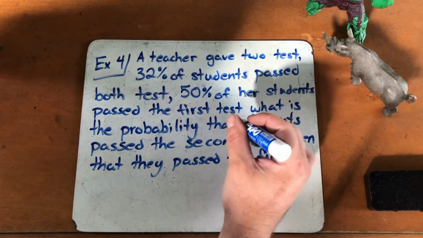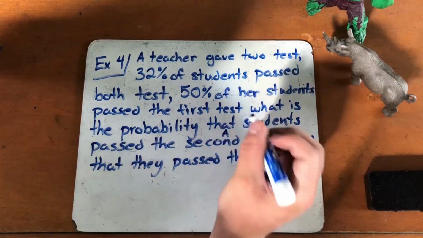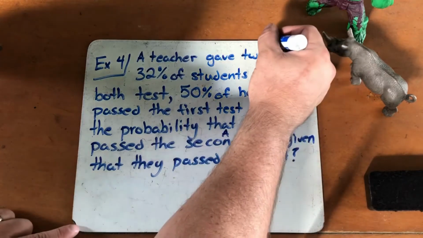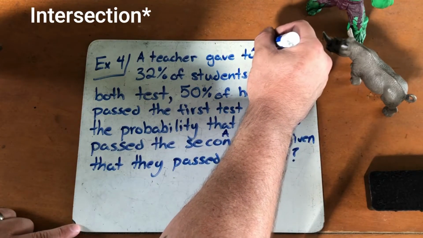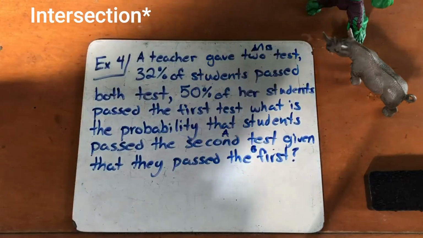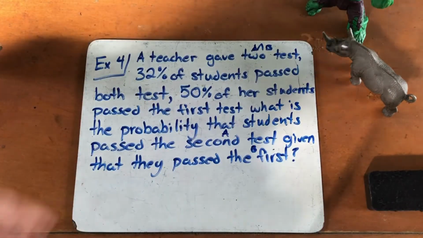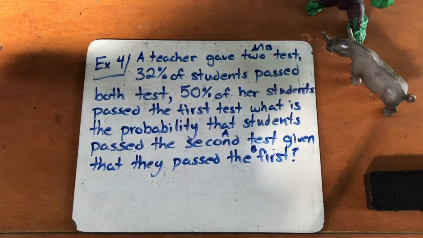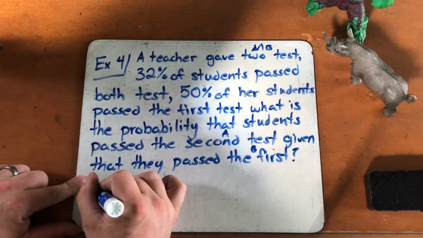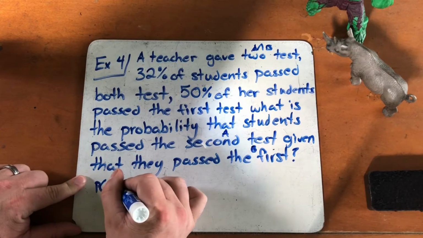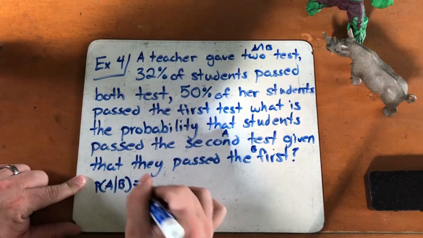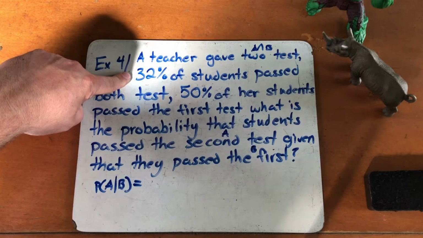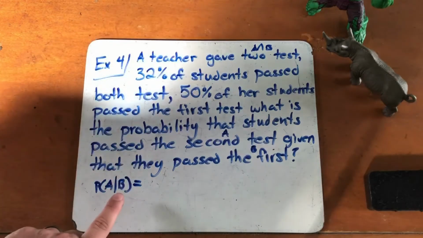So passing the second test would be my event A, passing the first would be my event B, and passing both would be A union B, which you might not be able to see that very well, but passing both means that they did both of this, passed the second and first test. So when I set this up, I'm still using the probability of event A given that event B. And in this case, we're told what the percentage is, or the probability of passing both, and we're told what the probability of B is.